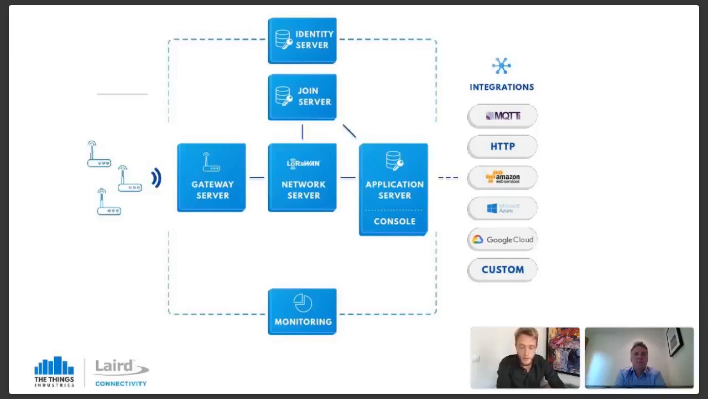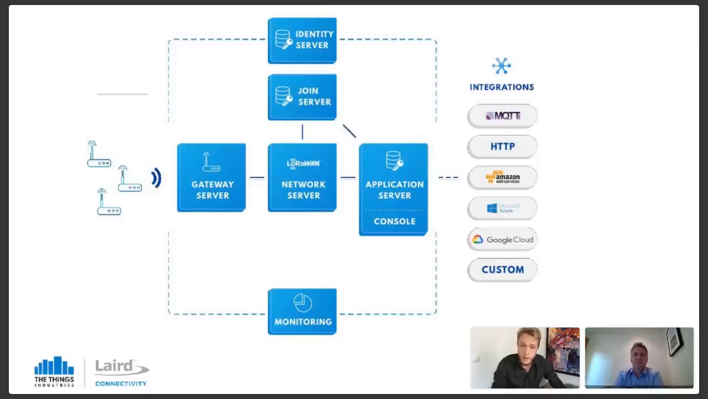The application server already lives in the application domain. So the application server decrypts the payload that the sensors send. Payload processing also happens in the application server. The join server contains the root key. So they are separate from the network and from the application server. And the root keys are used to activate devices on networks.